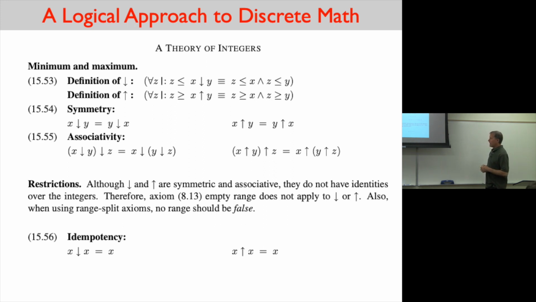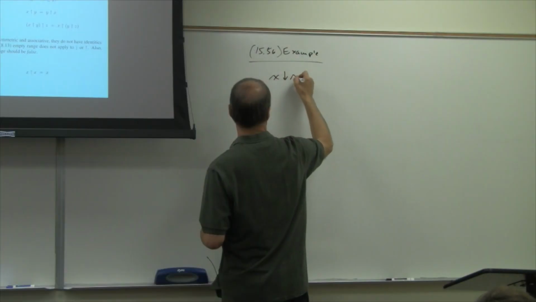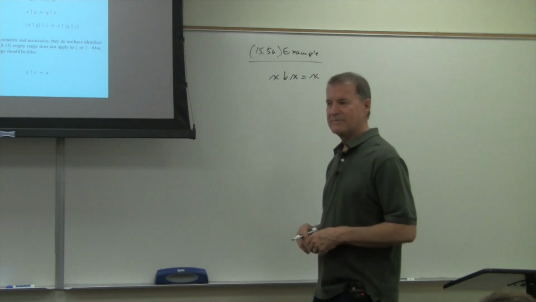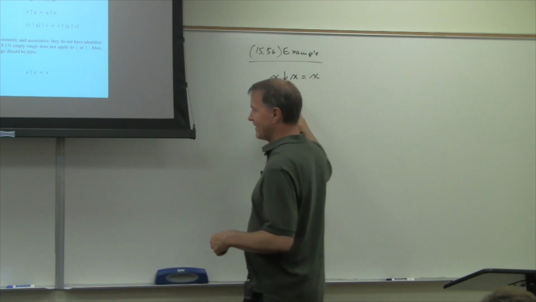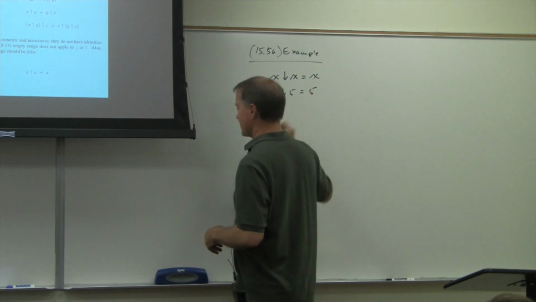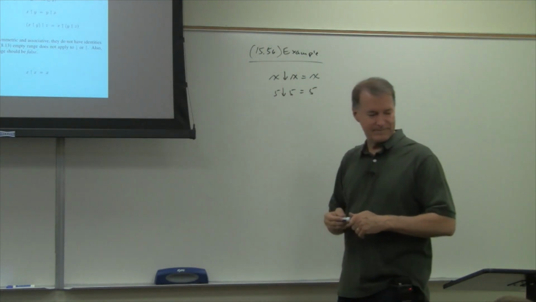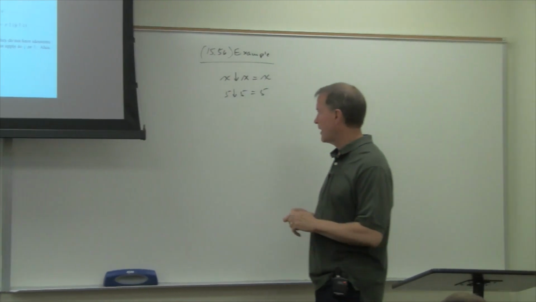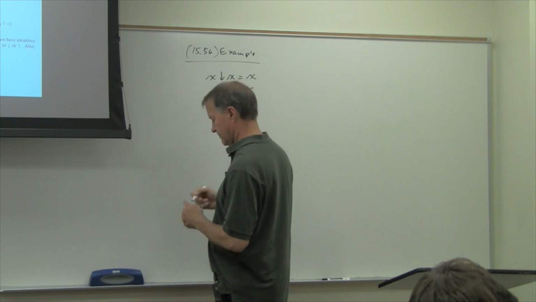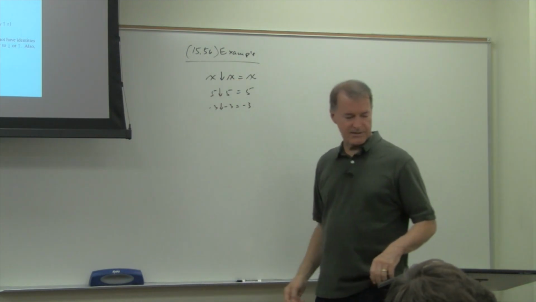All right. Now, 15.56, idempotency. Here's an example: x min x equals x. That's not an example, that's the property. The example would be 5 min 5 equals 5. And same thing, negative 3 min negative 3 equals negative 3. Okay? So that's an example of min.